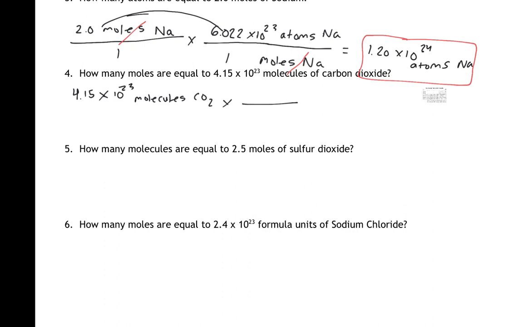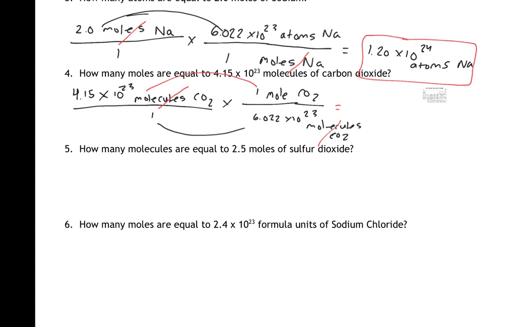Set up our fraction. This is a 1, and so there's 6.022 times 10 to the 23rd molecules of CO2 in 1 mole of CO2. We're using Avogadro's number again. Our molecules will cancel out because the molecules are in the numerator and the denominator. And then we got to multiply 4.15 times 10 to the 23rd by 1. And we got to multiply 1 times 6.022.